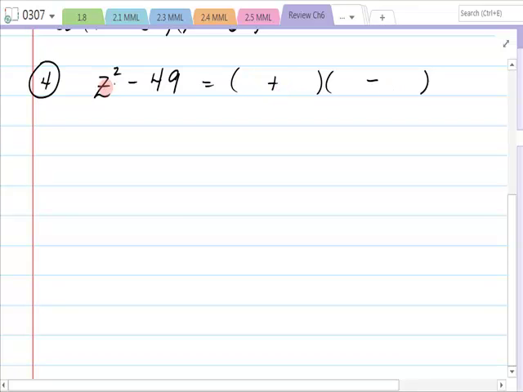All right. Square root of z squared is z. Square root of 49 is 7. Check it first. Z times z is z squared. Outer is negative 7z. Inner is positive 7z. Those cancel. No middle term. Product of the last, positive times negative, is negative 49. Difference of squares. Number 5 is x squared minus 7x plus 10.